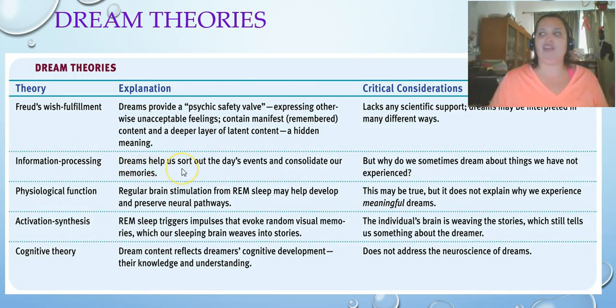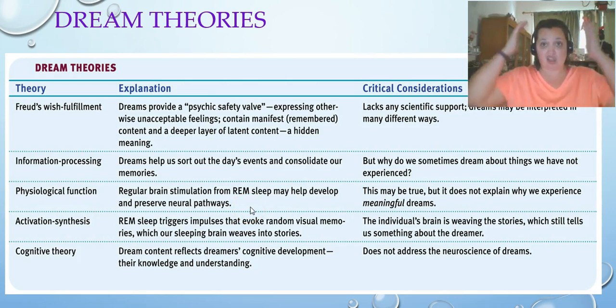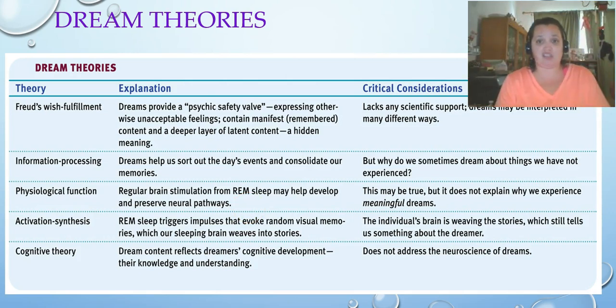Information processing is the idea that dreams just help us sort out the day's events, build memories, and put them in the right place. But sometimes we dream about things we haven't experienced, so that doesn't necessarily fit. Some people say dreams are just physiological functioning, meaning our brain is just preserving neural pathways and putting together the convolutions and tucking things in where they go. That could be true, but how come our dreams sometimes have meaning? That's where physiological function falls apart.